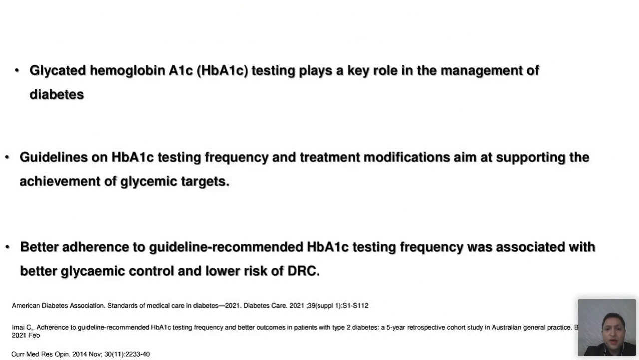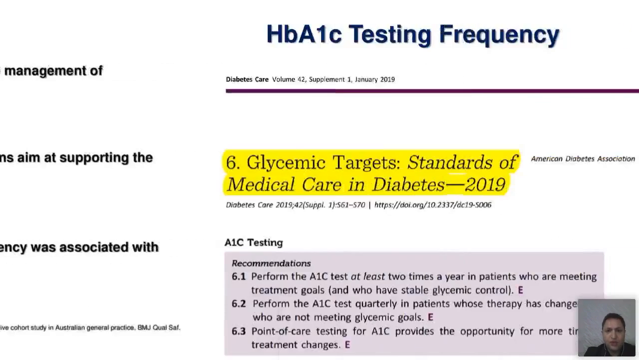Not only the testing and the results, but even the frequency of testing should be taken as a reference for any treatment modification or adjustment, or even for instruction. Everything is given based on the HbA1c, and better adherence to these guidelines in terms of the frequency of testing was addressed and proven to be associated with better glycemic control, improved quality of life, and reduced diabetes-related complications for patients suffering from diabetes mellitus.